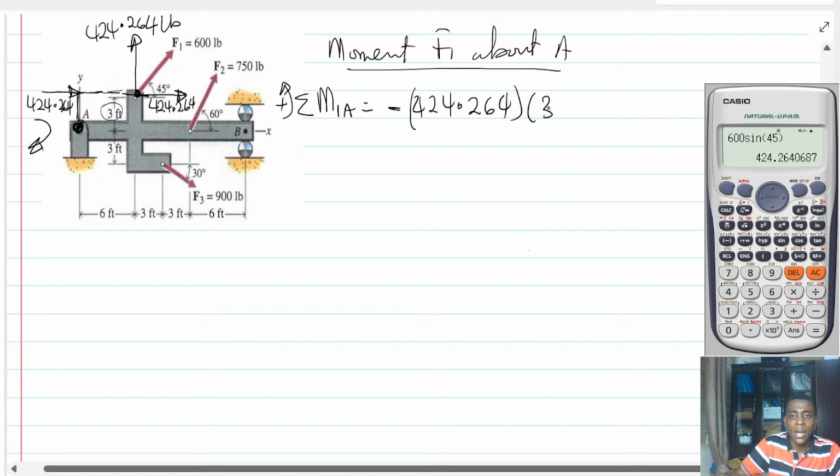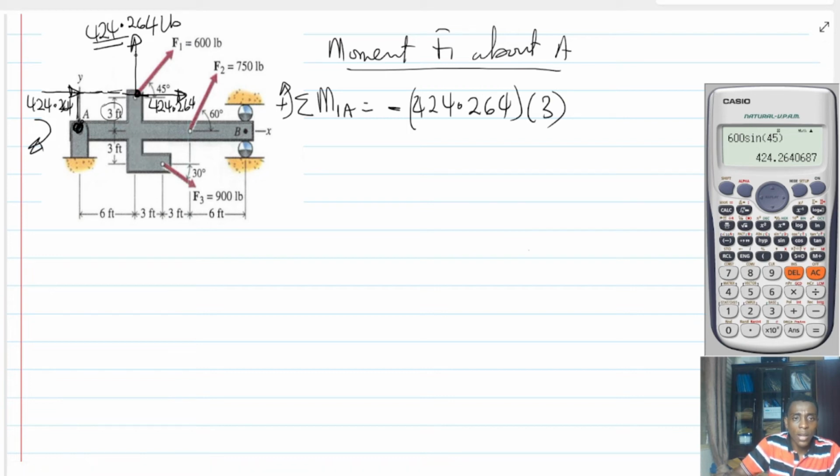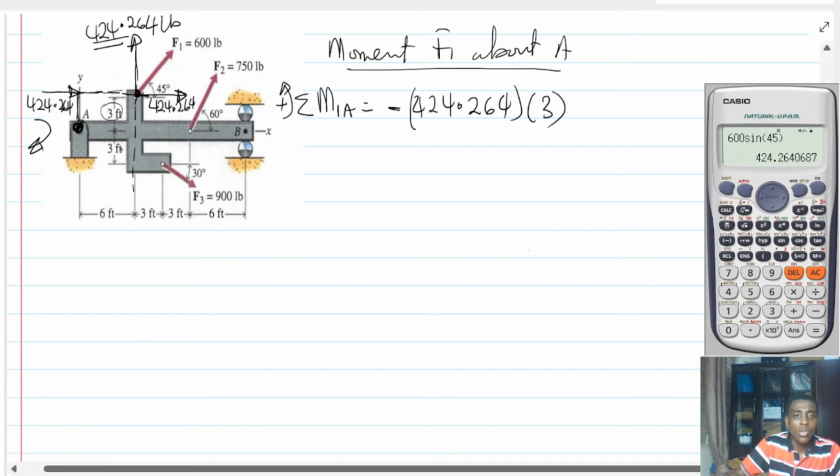Then multiplied by 3. After here, I would look at this one. Now with this one, if I trace the line of action of this force, it is going to be in this direction. So I just need a perpendicular distance to meet this line. Do you get the concept? And the distance from here to meet this line is the 6.